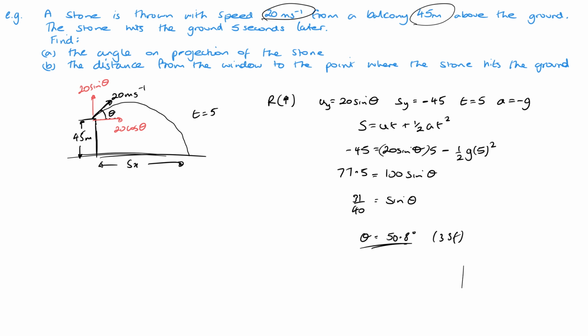Now, do bear in mind what other angles would work here. The easiest way to do that is to think of your CAST diagram. Theta being here, that's our 50.8, which means that this would also be a viable angle. So 180 minus that is 129.2. Now, that type of angle isn't going to work in this case because that is going to go backwards, isn't it?